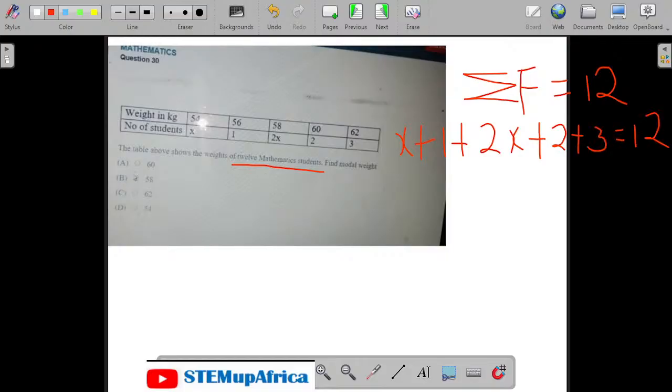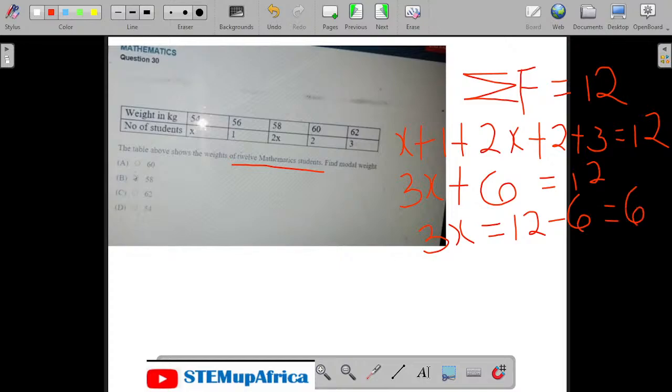So I will add those I can add. I can add x to 2x. That will give us 3x plus, I can add 1 to 2, that is 3, plus 3, that will give us 6, equals 12. To find x from here, I will simply collect like terms. I'm having 3x equals 12 minus 6, that will give us 6. So my x is simply what? 6 divided by 3, that will give us 2.